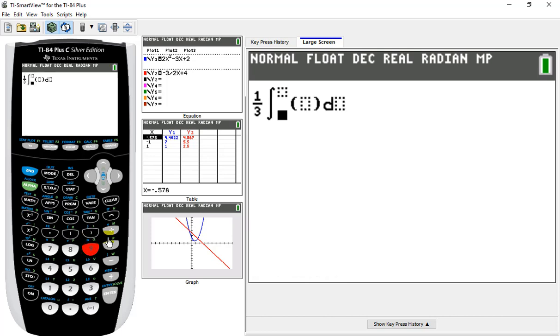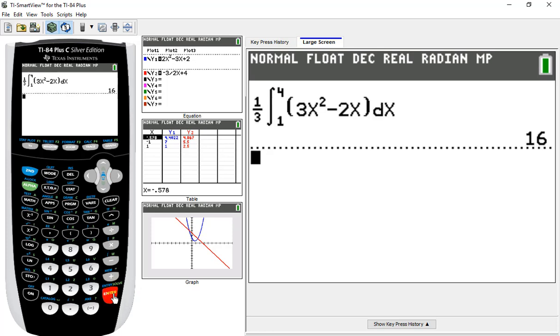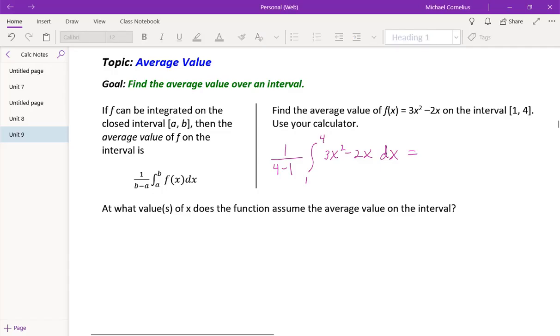Math 9. And so we're going to be going from the interval from 1 to 4. And our function was 3x squared minus 2x, and dx. If we pop that in the calculator, we get 16. So the average value of this function over that interval is 16.